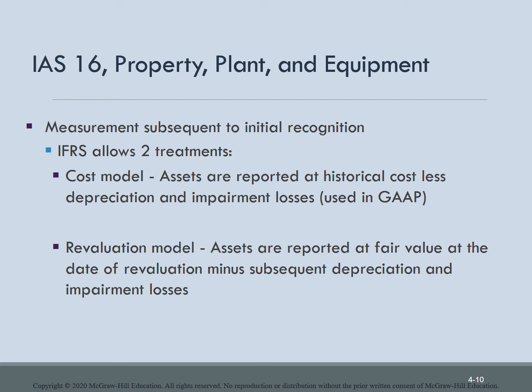So where we have some difference is in measurement subsequent to initial recognition, because IFRS allows two treatments. Cost model, which is what we do in US GAAP, you record it at historical cost and then report it at historical cost less depreciation charged to date and any impairment losses recognized. Or companies can opt for the revaluation model, where assets are reported at fair value at the date of revaluation minus subsequent depreciation and impairment losses.